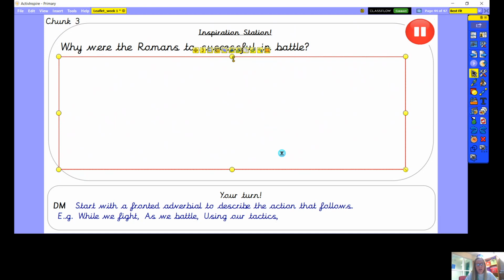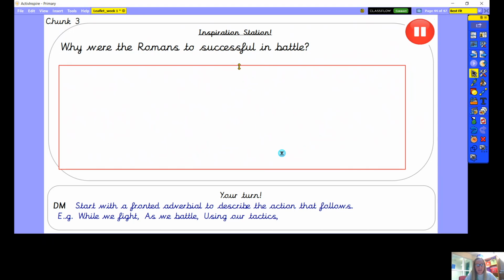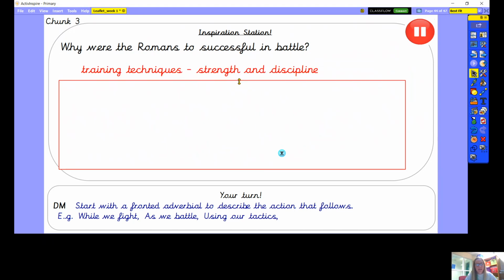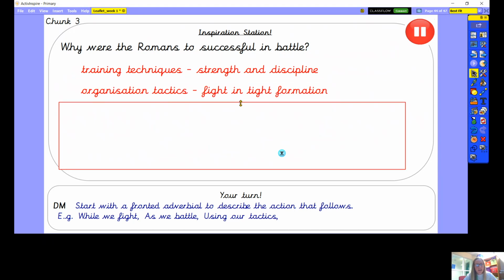Okay, so here are my ideas about why they were so successful. Magpie any ideas that you need to use. They had the best training techniques, didn't they? They were so well trained. They had strength and discipline as well. They followed orders, otherwise there would have been punishments if they did not follow those orders. So that's something you might want to include in your writing. They had amazing organisation tactics. They fought in tight formation when they were in battle.